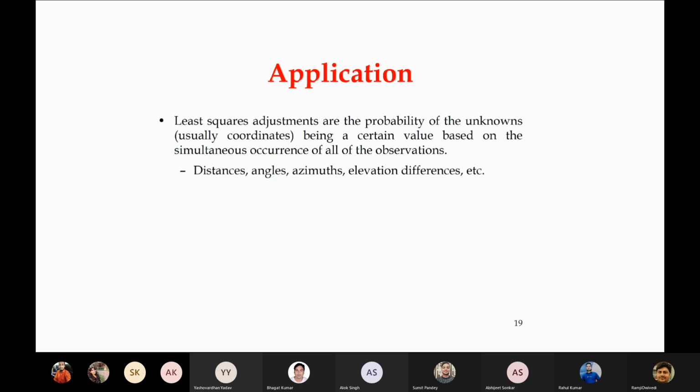We will discuss a variety of solutions also. Then we will see which one is the best to choose. The least squares adjustments are the probability of the unknowns, usually coordinates, being a certain value based on simultaneous occurrence of all the observations.